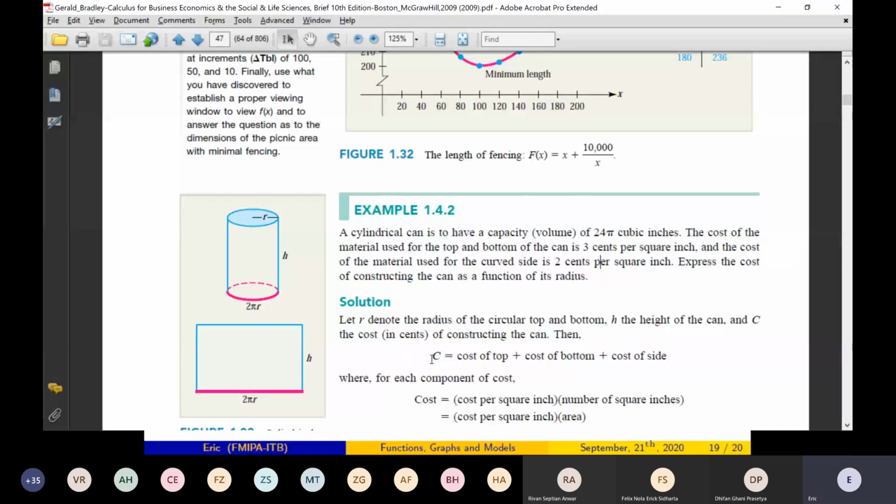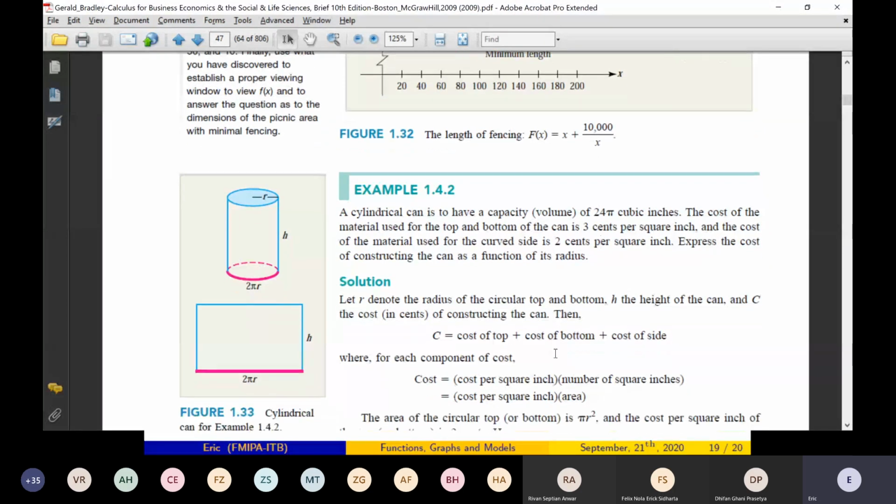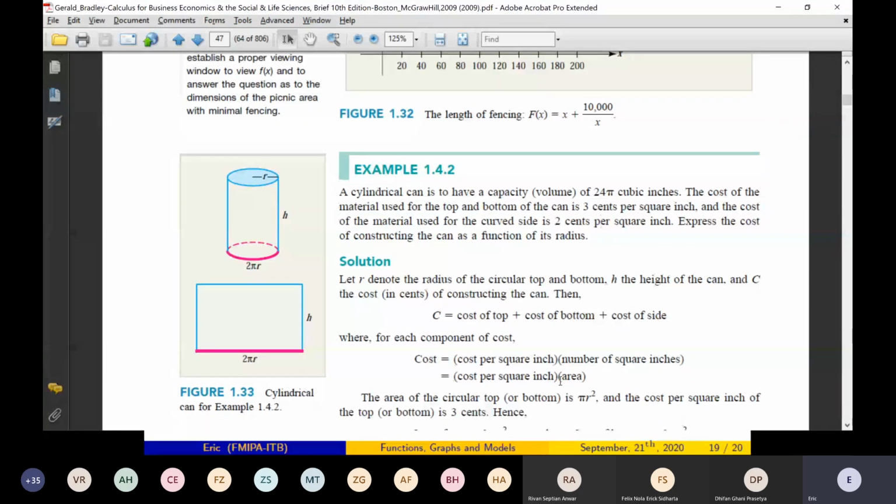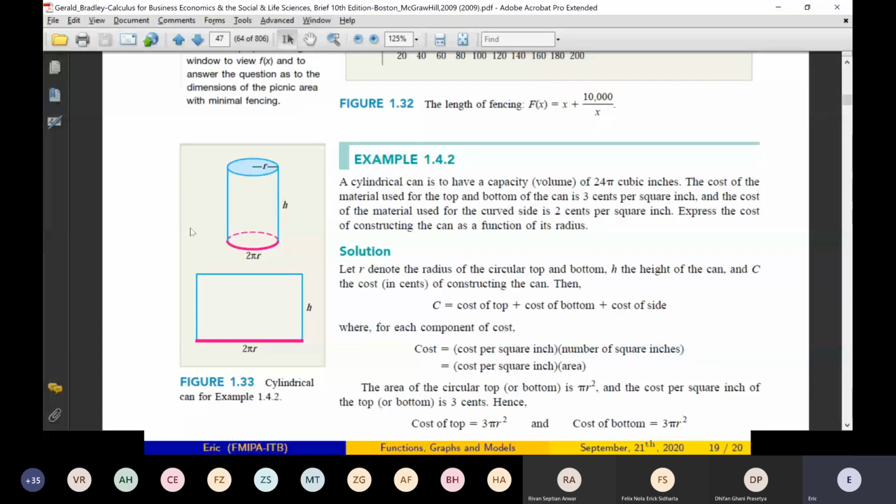Then C, the total cost, is the cost for the top plus the cost for the bottom plus the cost of the side, where each component of cost equals cost per square inch times the number of square inches, the area. The area of the circular top is pi R squared, and the cost per square inch of the top and bottom is 3 cents. Hence, the cost of the top is 3 pi R squared, and the cost of the bottom is 3 pi R squared.